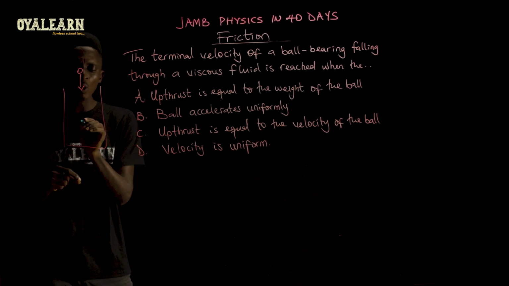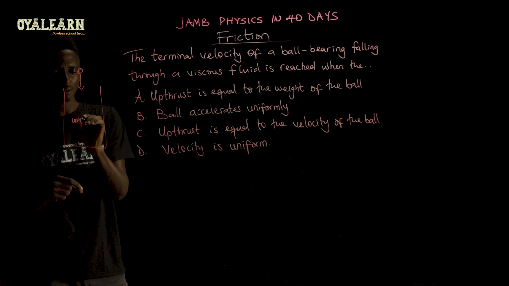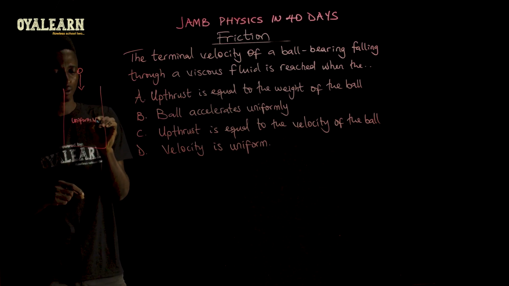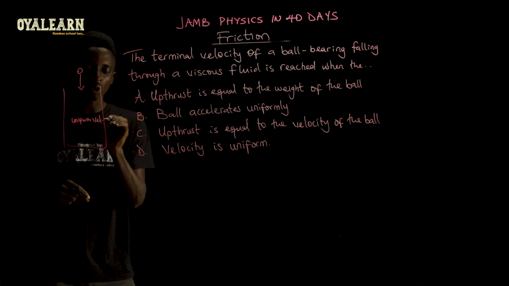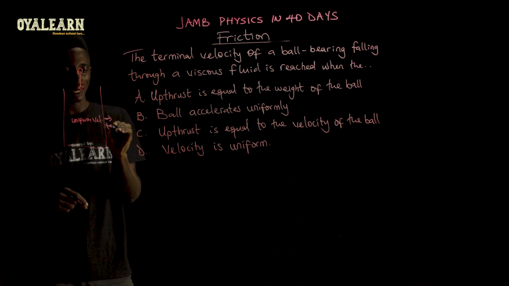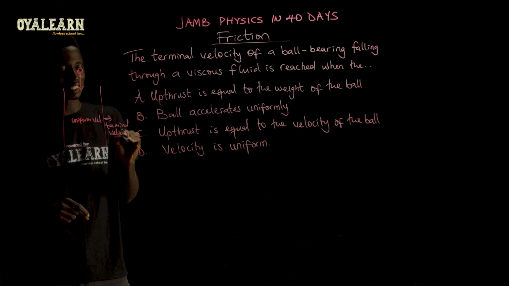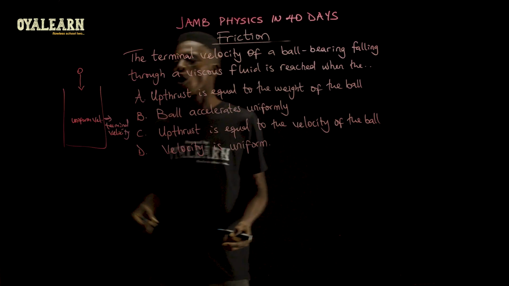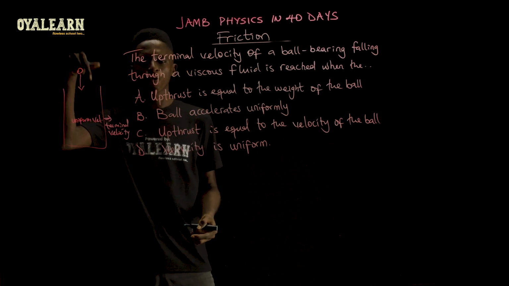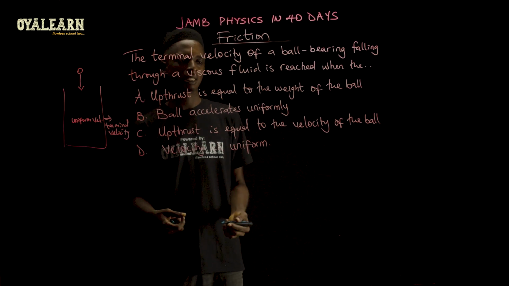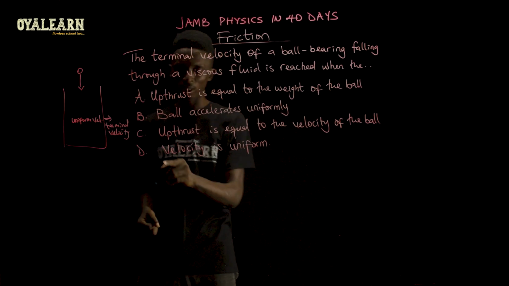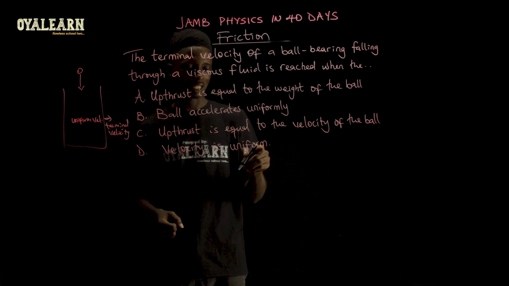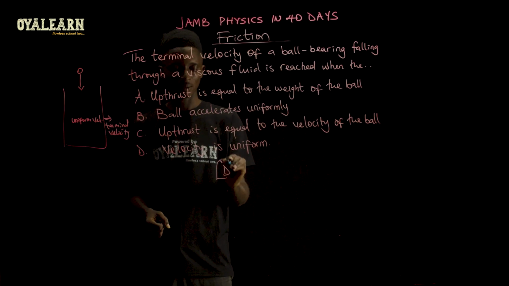So you see that point where it has uniform velocity is the point where we call the terminal velocity, as it is defined as the maximum constant velocity of a particle falling through a viscous fluid. So in this case, the answer would be velocity is uniform. So we go with option D.